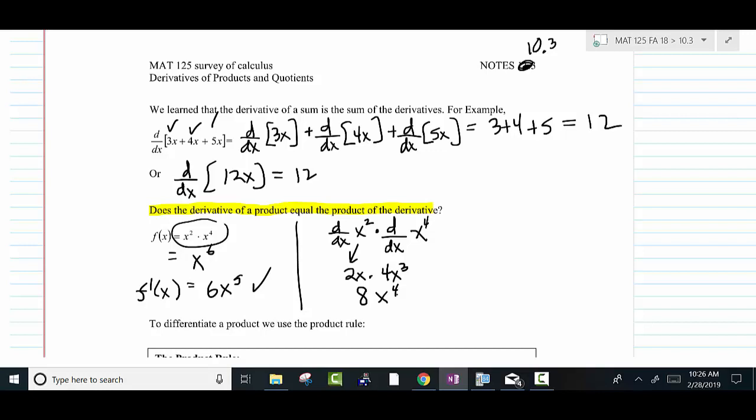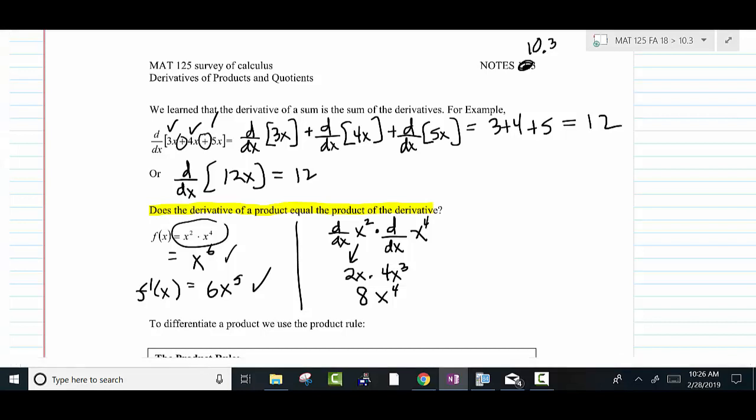Okay, so the idea with this is you can't just go through and do the derivative of each part in that product and multiply them together. It doesn't work. What you have to do is simplify it first and then do that derivative. Or we're going to learn what we call the product rule. I'm trying to show you on this first example, it works for addition, but it doesn't work for multiplication. Does that make sense, what I'm saying?